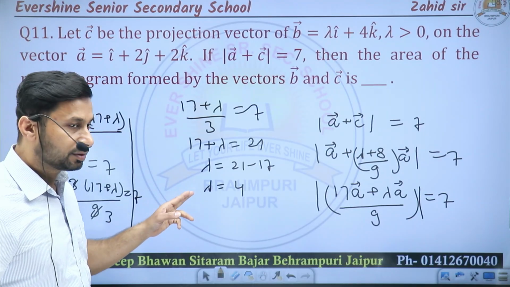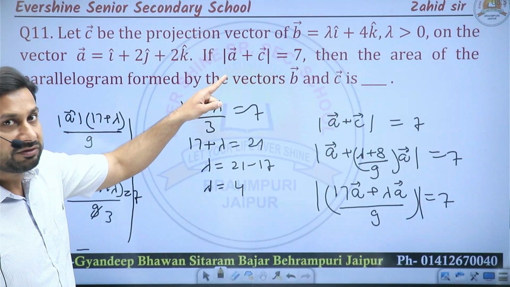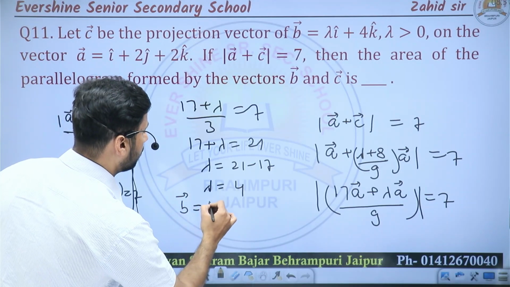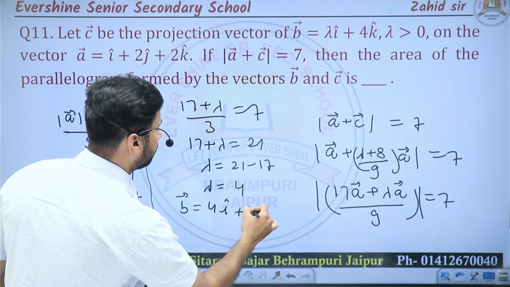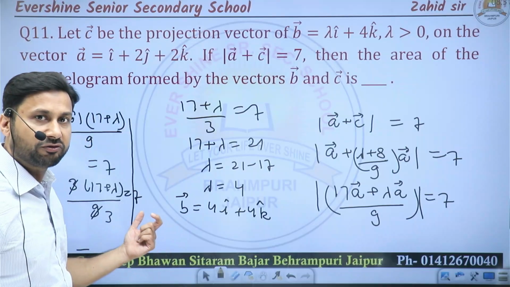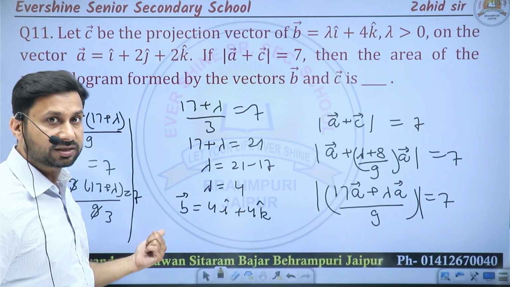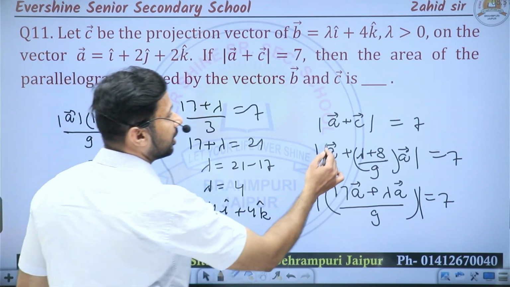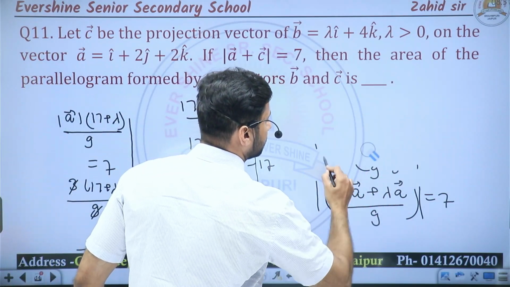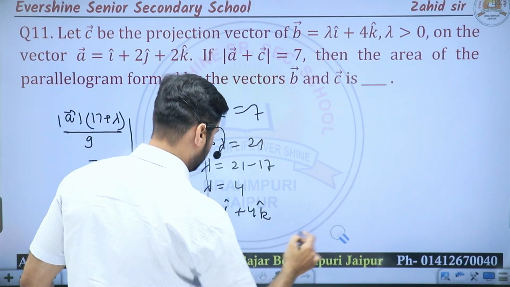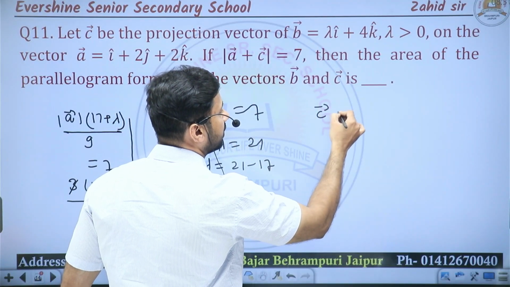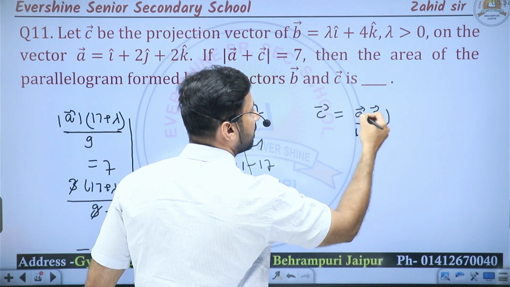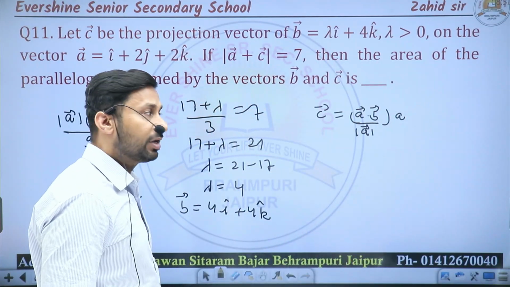Now next I can put the value of lambda in vector B. So vector B will be equal to 4i cap plus 4k cap. This is the value of vector B. Now next I need to find vector C. As I told you, vector C is equal to A dot B upon mod of A squared into vector A. This is the formula of vector C.